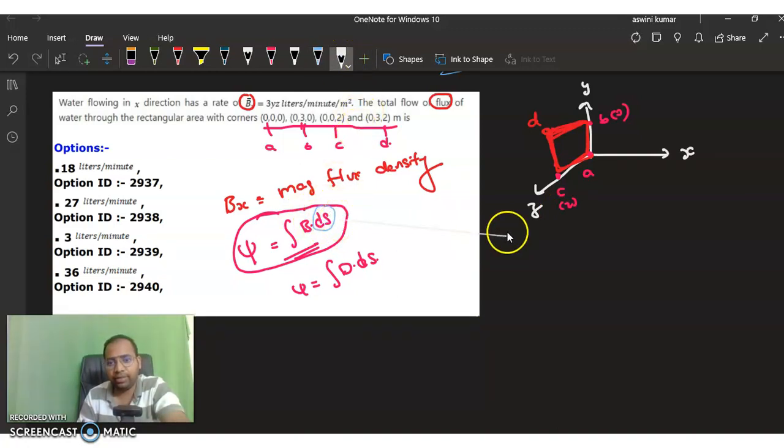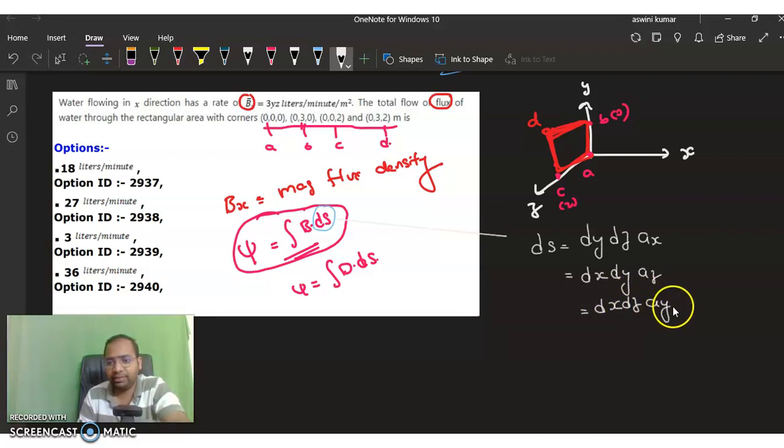Okay, ds only. Actually, ds can be taken as dy dz along the x-axis, or else dx dy along the z-axis, or else what's left? Okay, dx dz along the ay. So we can take any one of these representations as a ds.